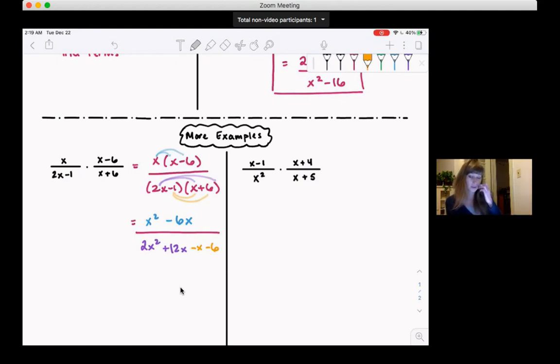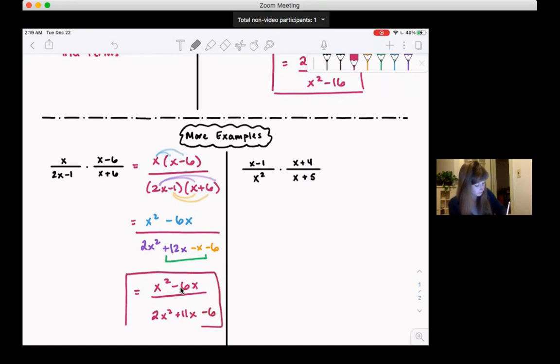And then we just need to make sure we simplify. So combine like terms. In the numerator, all of our like terms are already combined. So we just need to combine like terms in the denominator. So we have the 12x and the minus x that we're combining. And we end up with x squared minus 6x, all divided by 2x squared, plus 12x minus x gives us plus 11x. And then we have minus 6 at the end. All right, that's our final answer.